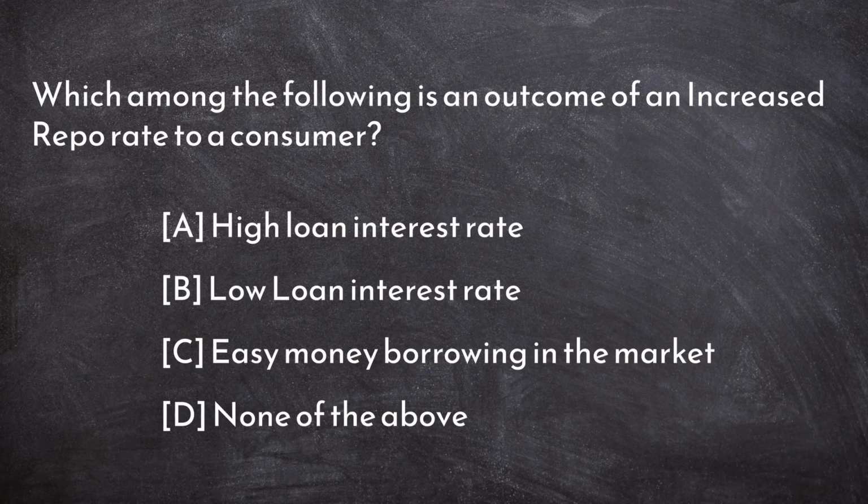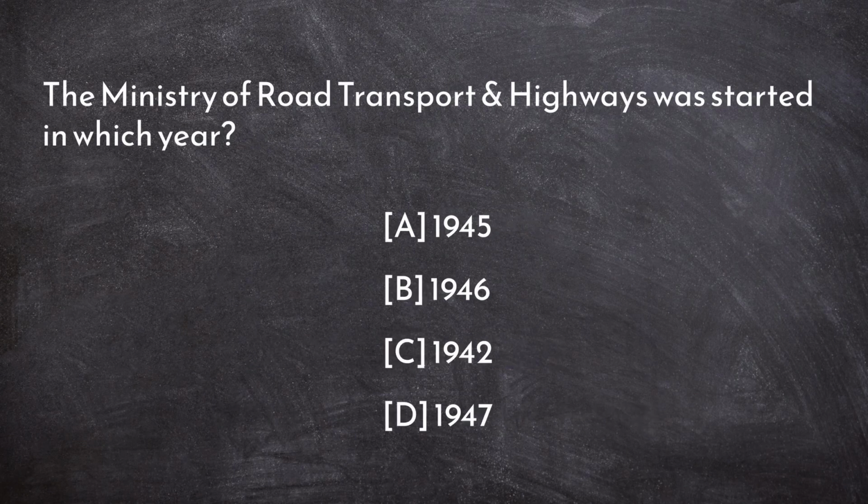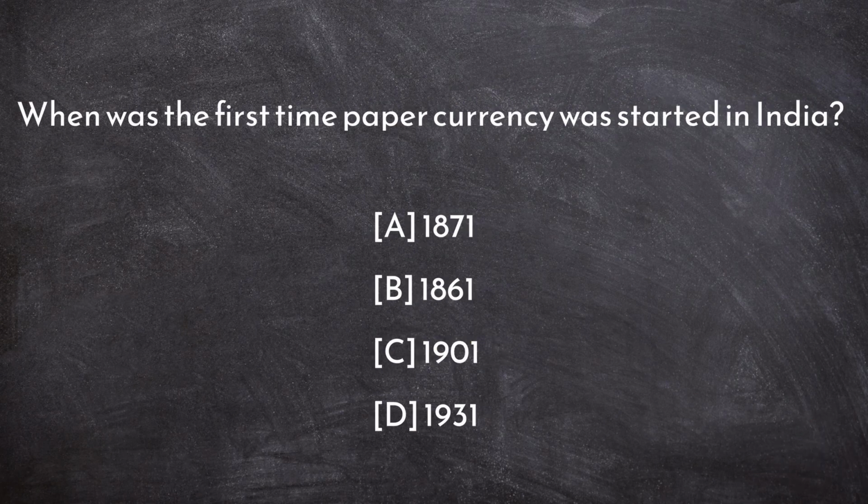(52). Which among the following is an outcome of an increased repo rate to a consumer? High loan interest rate. National Investment and Infrastructure Fund is registered under Indian Trust Act 1882. The Ministry of Road Transport and Highways was started in which year? (1942). When was the first time paper currency was started in India?